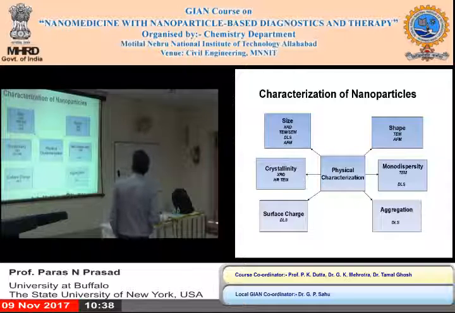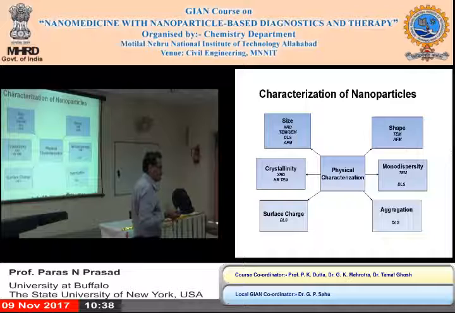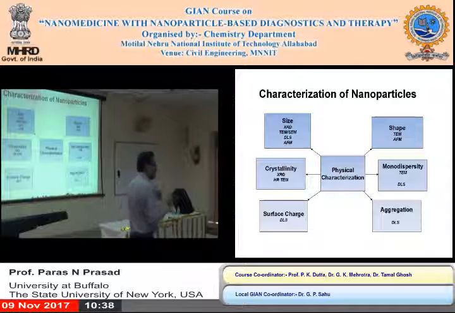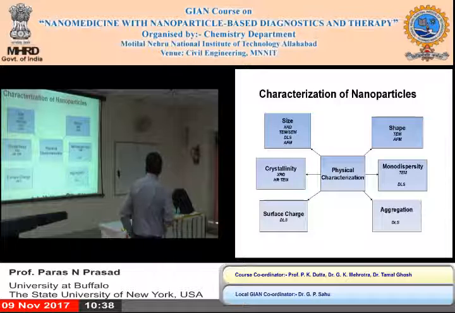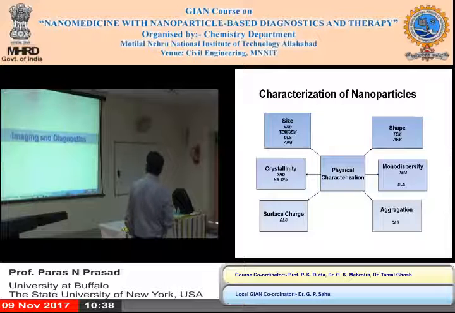So this is the first step you want to do: when you make the material, you have done elemental analysis to confirm that those atoms are there, that is the right kind of material you have. Then you want to do the size, shape, whether they are crystalline, and what is the charge on the surface. Are they monodispersed? If not, then you want to improve the condition so that they can all be very similar, and then whether they're aggregated in dispersion. You want to make sure of all these.